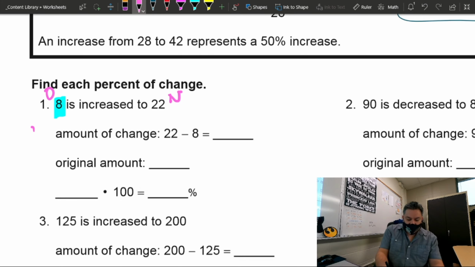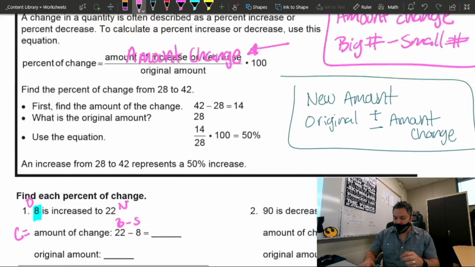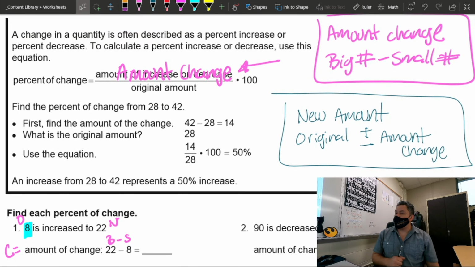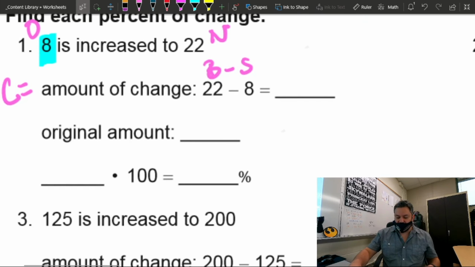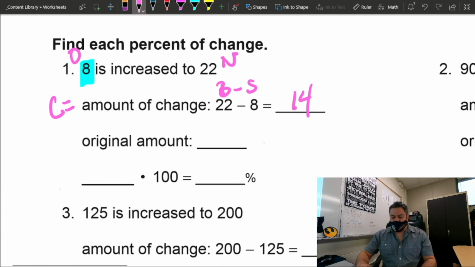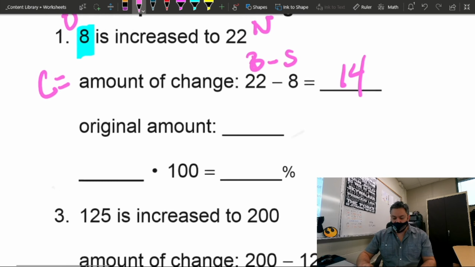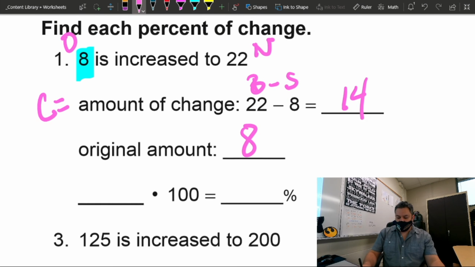So now we need to find the change. The amount of change is just going to be the big number minus the small number, which we already established on the formula right here. Amount change: big number minus the small number. So 22 minus 8 gives you what? 14. Now the formula says, next step, original amount. What was the original we said? 8. There you go. We wrote it into sections, right? So we have the original, the new one, and the amount change.